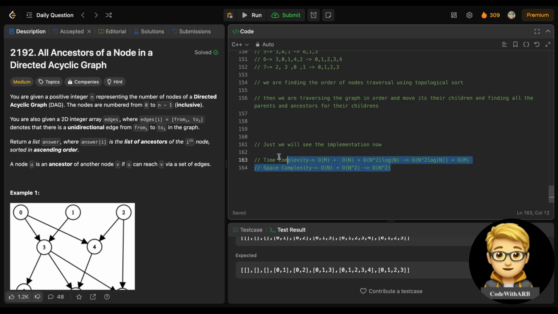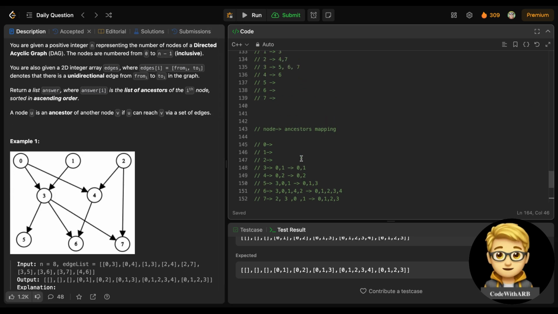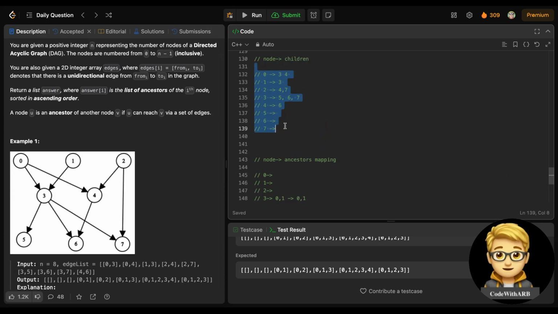So this is how we'll solve the problem, and this is the time and the space complexity for this problem. Basically it's just a topological sort, if you know the topological sort for the directed graph, which I have already told you about in this video.